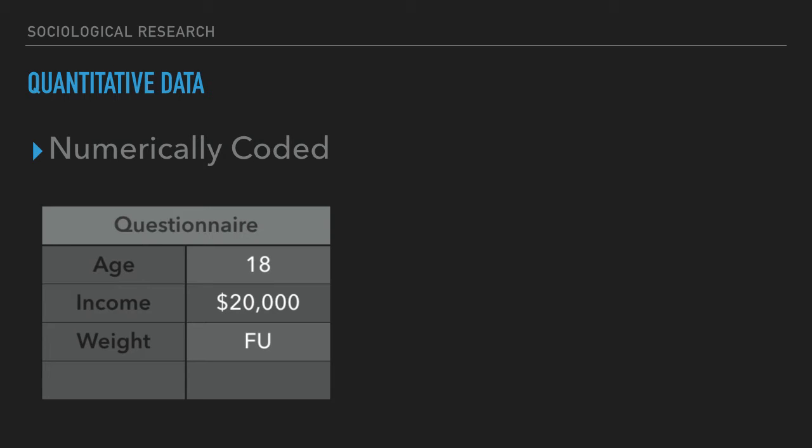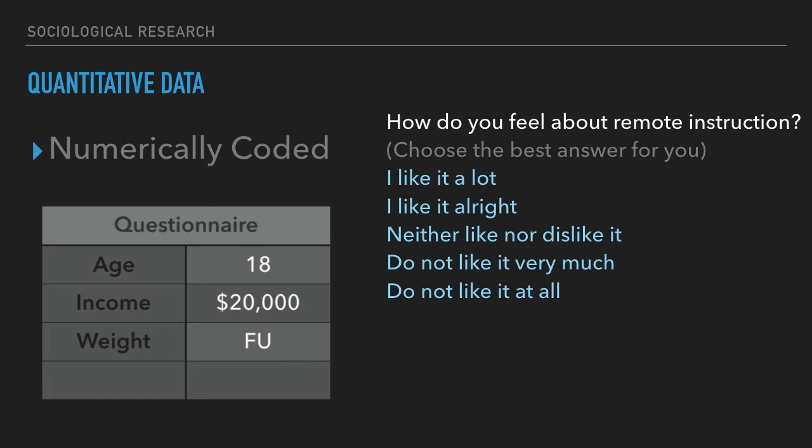For example, if I ask you, how do you feel about taking courses online? You might talk to me for 10 minutes about your feelings about not seeing other students, how hard it is to keep up with classes and class times. I can't just turn that into a number or a scale of numbers. That's complex information. But if I ask you, how do you feel about remote instruction? And then tell you to indicate your answer from the following. I like it a lot, I like it all right, neither like nor dislike, do not like it very much, do not like it at all.